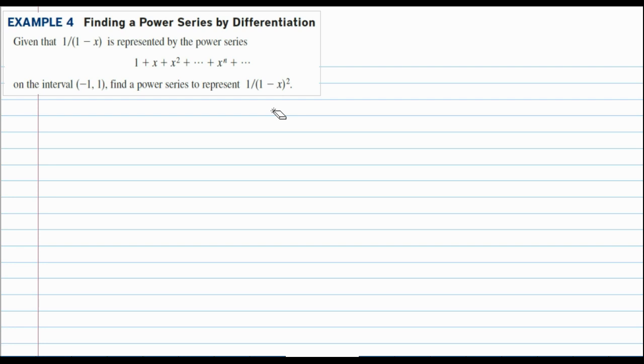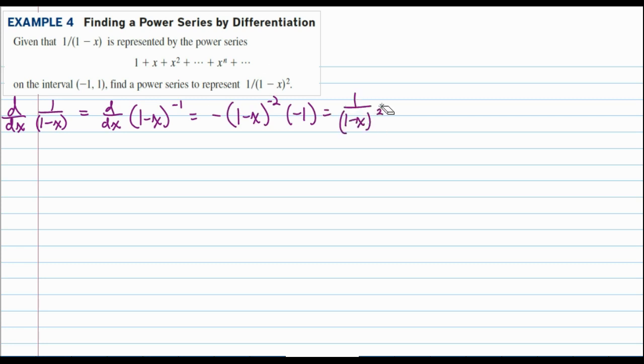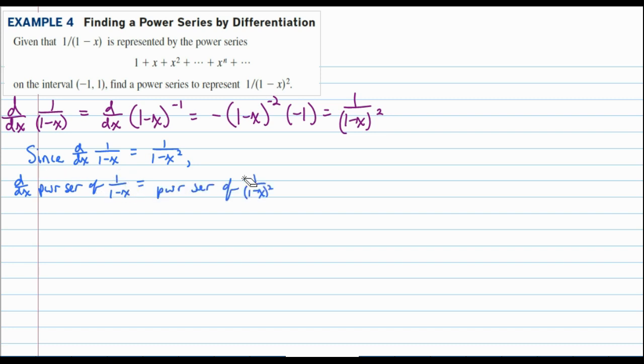Okay, so first let's take a look at the relationship between 1 over 1 minus x and 1 over 1 minus x squared. I'm going to take the derivative of 1 over 1 minus x, which is the derivative of 1 minus x to the -1, and I do in fact get 1 over 1 minus x squared. So, since the derivative of the original function is the function I'm trying to find the power series for, I can say that the derivative of the power series for 1 over 1 minus x is going to equal the power series of 1 over 1 minus x squared. So if the derivative of f equals g, the derivative of f's power series equals the power series of g.